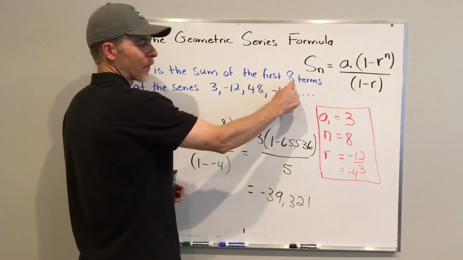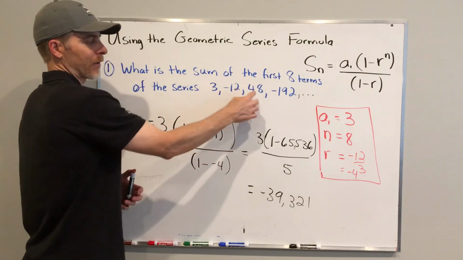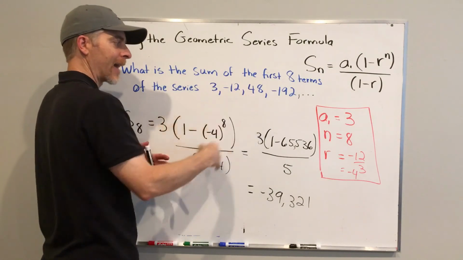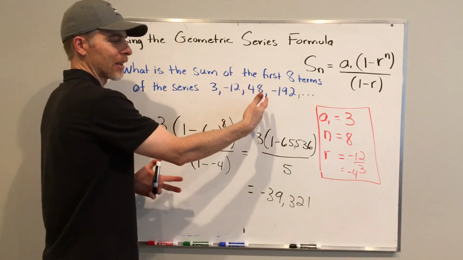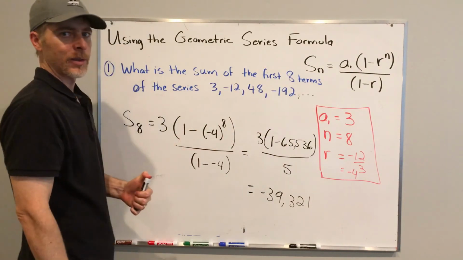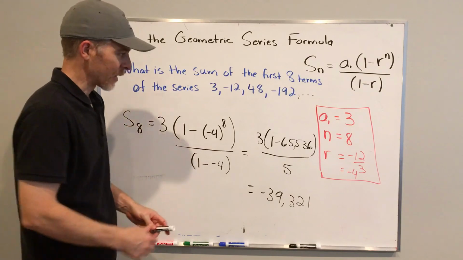If they had asked for an odd number of terms, you would have landed on a positive, and the last number in the list would have been the biggest number. It would have been positive, and so your answer would have been positive. Just something to take note of.